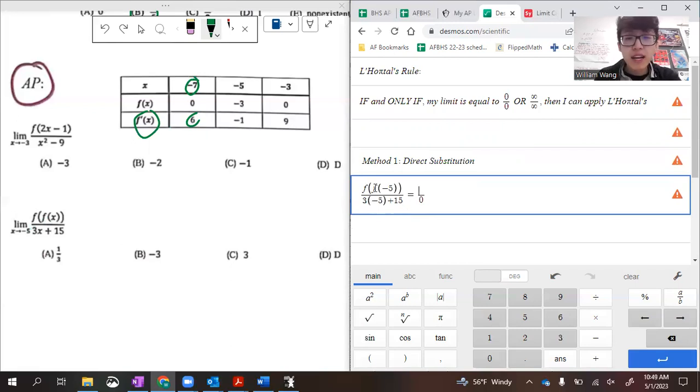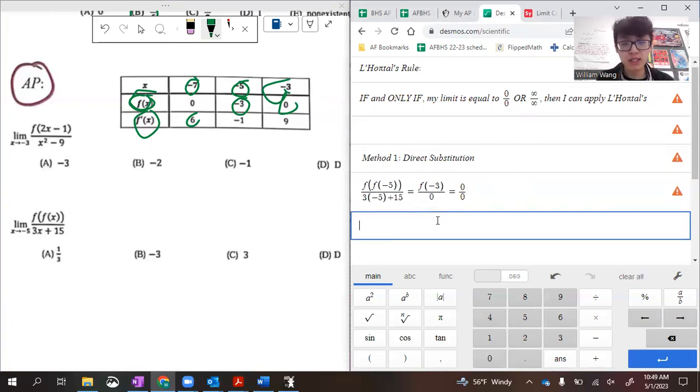f of negative 5. So first, I'm going to solve f of negative 5, this inside part. Well, what is that? F of negative 5 is negative 3. Right, so it's going to be f of, I solved it for negative 3. Okay, cool. What is f of negative 3 now? Well, f of negative 3 is 0. So it turns out to be 0 divided by 0. Hint, this means I can use L'Hopital's.